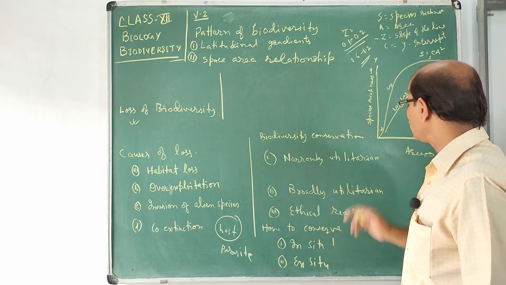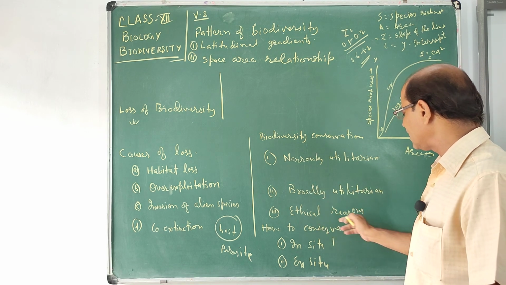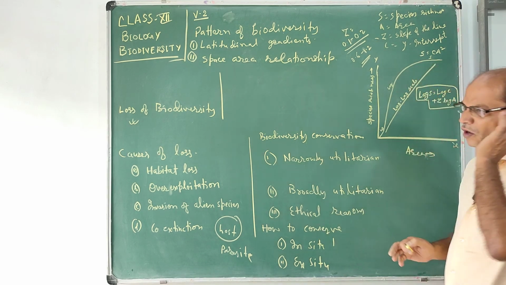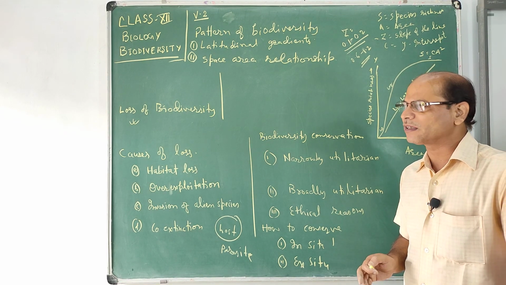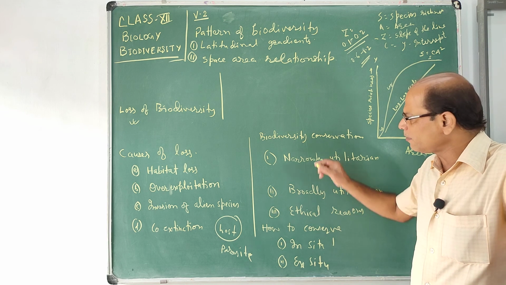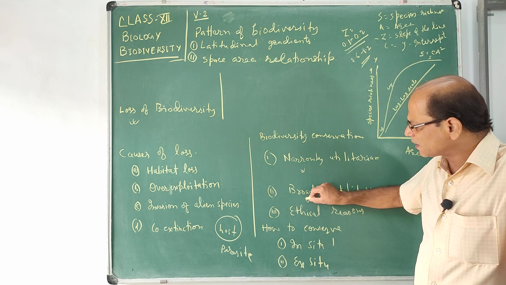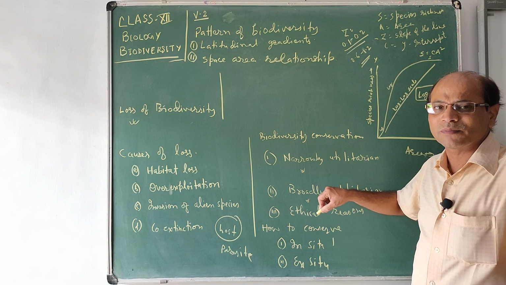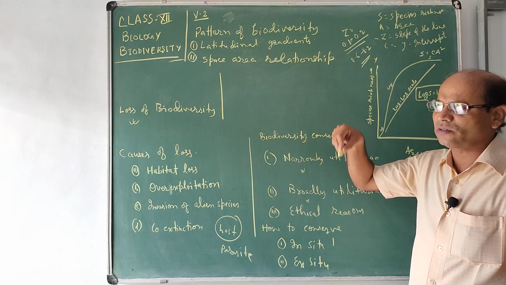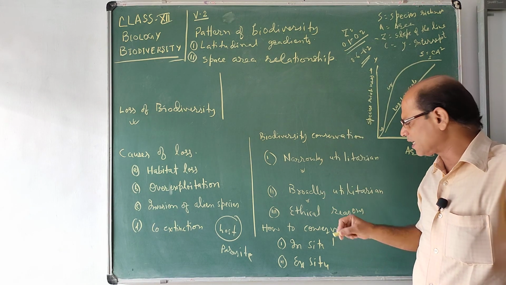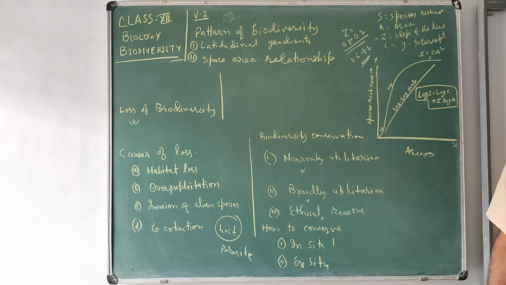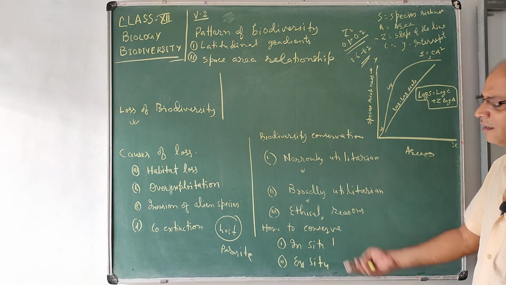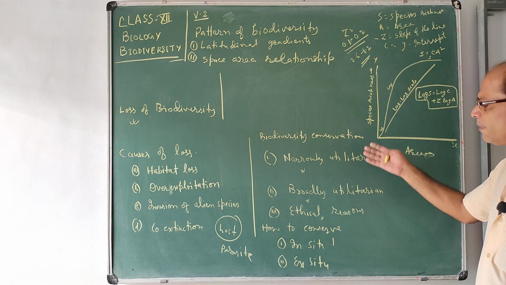Narrowly utilitarian, broadly utilitarian and ethical reasons. See, three things which act. So we make people aware why biodiversity is very useful to us. Some direct use, some indirect use, and some ethical. It means the things which go to religious purposes or ethical values. So we use them, we think that is ethical, we should not hamper them. So this is another way by which we can help to conserve biodiversity.